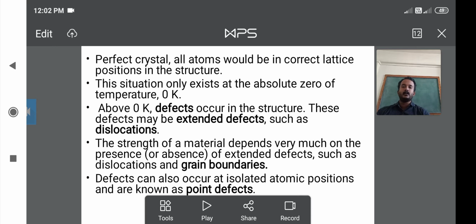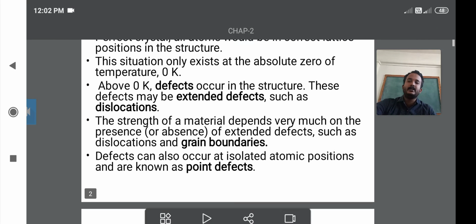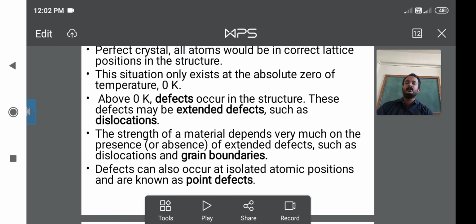This situation, in which all atoms are in the correct lattice position, only exists at absolute zero temperature, and its Kelvin value is 0 Kelvin. This is the second point in the point defects introduction.